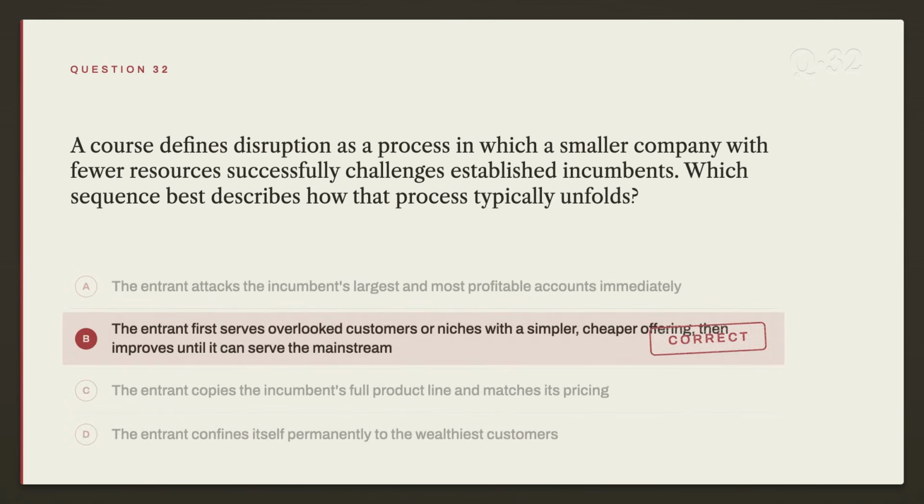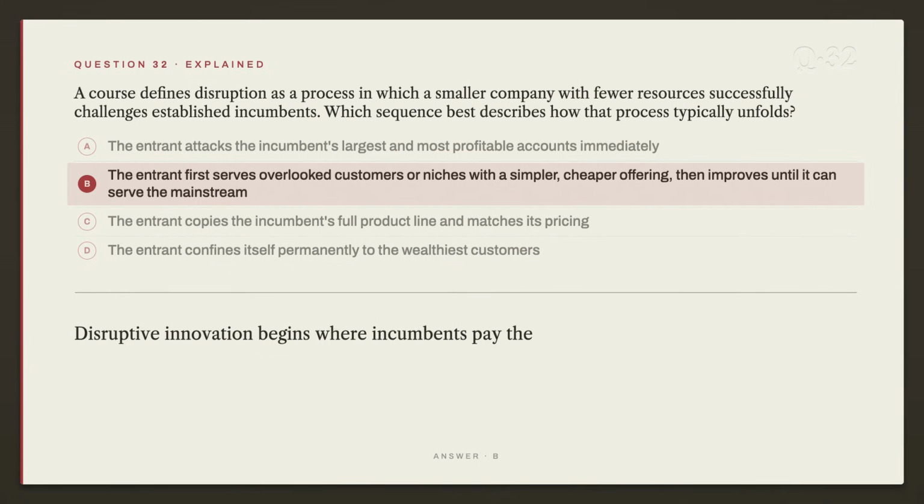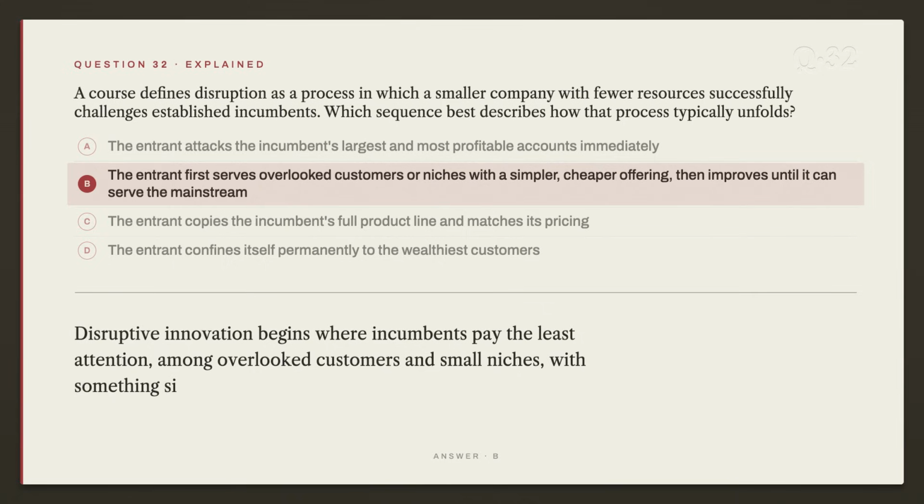The correct answer is B. The entrant first serves overlooked customers or niches with a simpler, cheaper offering, then improves until it can serve the mainstream. B is correct because disruptive innovation begins where incumbents pay the least attention, among overlooked customers and small niches with something simpler, cheaper, or more convenient. As the entrant improves that offering, it moves up market and eventually competes for mainstream customers. This edge first, then upmarket pattern explains fintech strategy choices that otherwise look self-defeating.